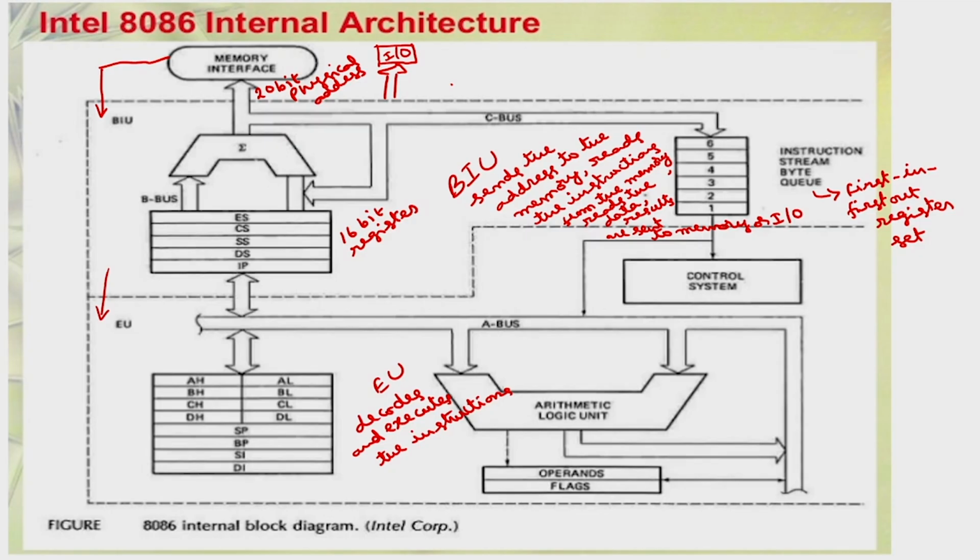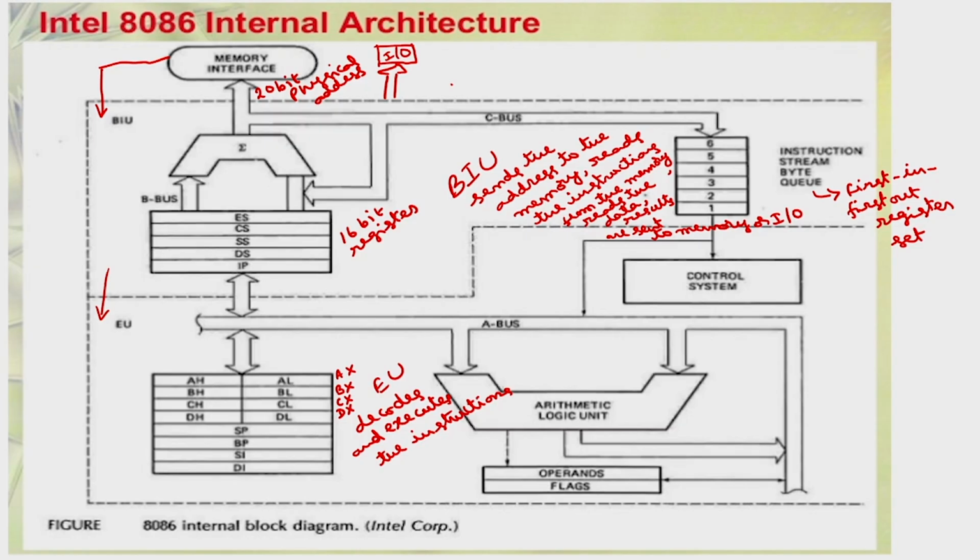So that is about the bus interface unit blocks, and then coming to the execute unit. We have different registers as I have told: AH, AL can be used as AX as a whole, and BH and BL as BX, CH and CL as CX, and DX. If we want to store 16-bit data, for 16-bit operations we use AX, BX, CX, DX. For 8-bit operations, we can use AH, AL, BH, BL, CH, CL, DH, DL.